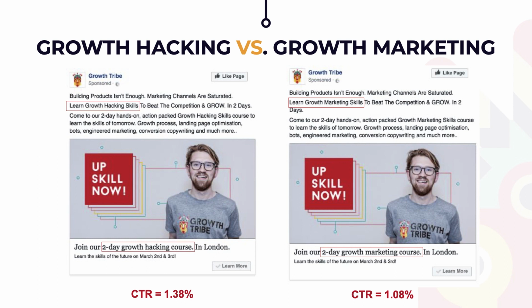So at G.R.O.W.S, we wanted to see the difference between 2 main keywords that we wanted to include in our ads. So we created 2 exact same ads, but we just changed the keyword. We went with growth hacking skills on one side and with growth marketing skills on the other. And we saw that the ad where we wrote growth hacking instead of growth marketing got us a better click-through rate. And as you can see, it's 1.38% compared to 1.08.